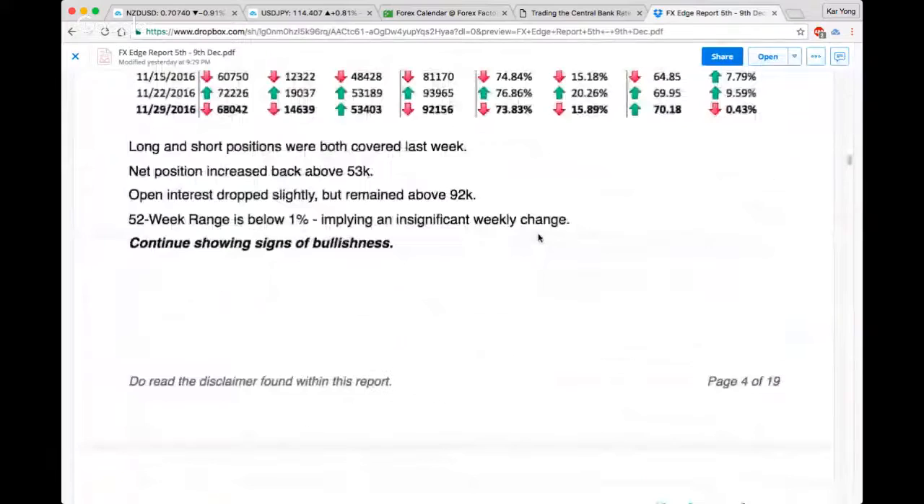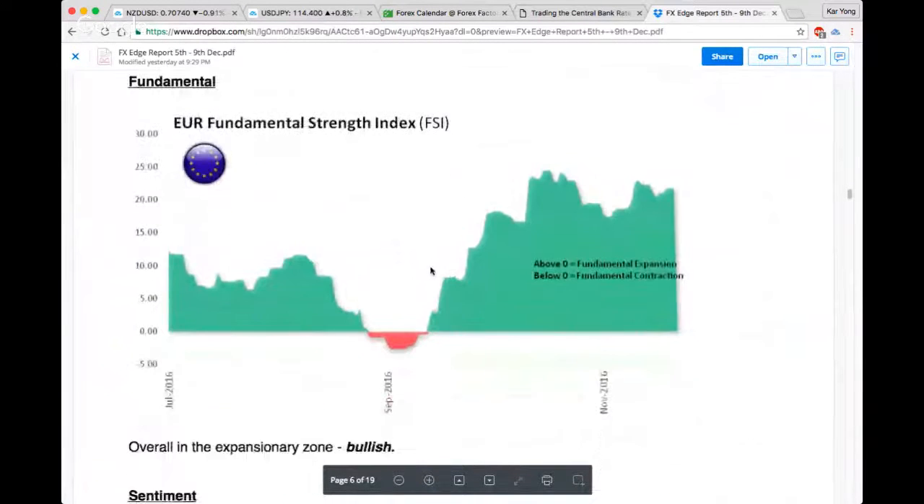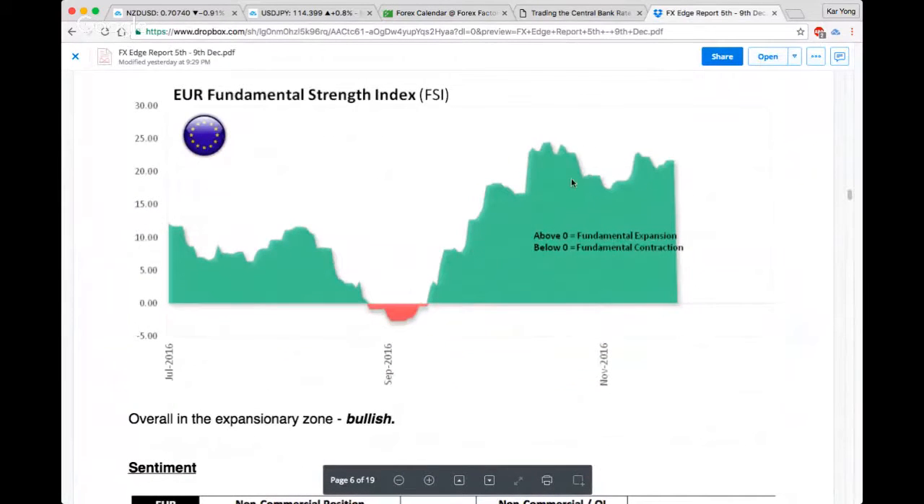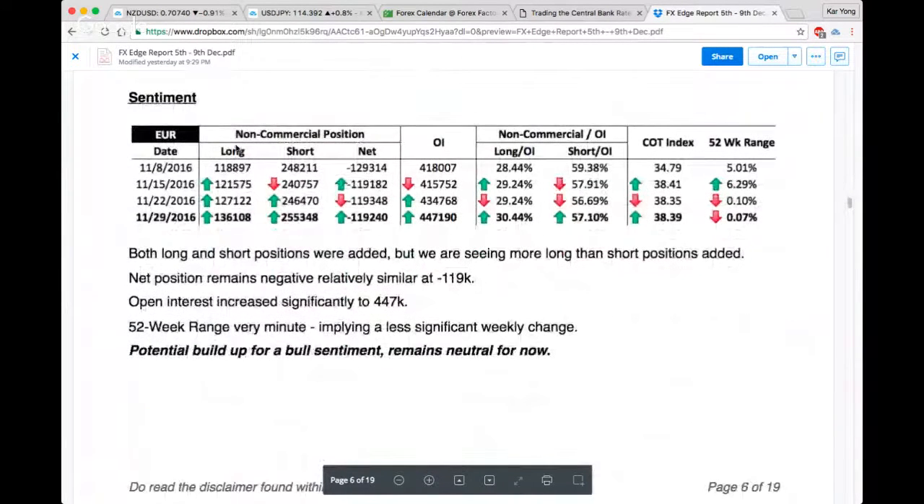Okay, just to quickly show you the three currencies first, and then I'll walk you through some others. Right, if you look at Euro, the fundamental FSI itself, fundamental strength index, is still showing that the economy is in an expansionary mode. This is coming from the accommodative policy adopted by the ECB. So overall, from a fundamental perspective, it's showing some sign of bullishness. If you look into sentiment, for the past 4 weeks, you can see that there is increased position in long futures as well. But if you look at overall net position, there's not much change. They are still hovering around negative 119K. Open interest increased slightly. Other than that, there's not much.